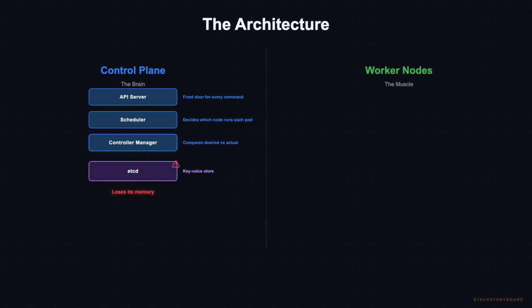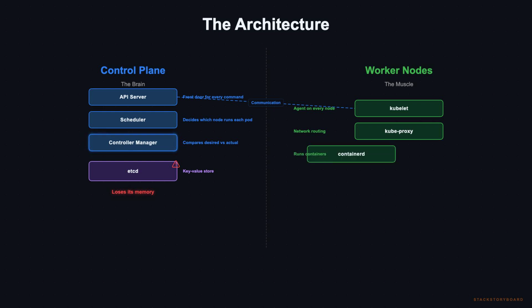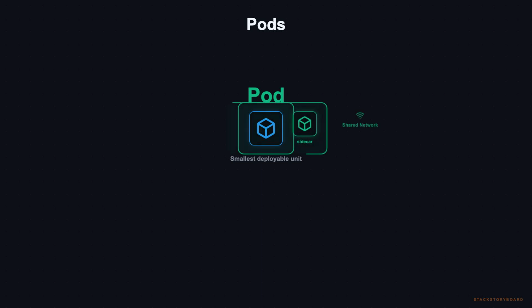On the worker side, each node runs a kubelet that manages containers, kube proxy for networking, and a container runtime, like containerd. Now, in Docker, you run containers directly. In Kubernetes, the smallest unit is a pod, a thin wrapper around one or more containers. Containers in the same pod share the same network. They talk on localhost and share storage.